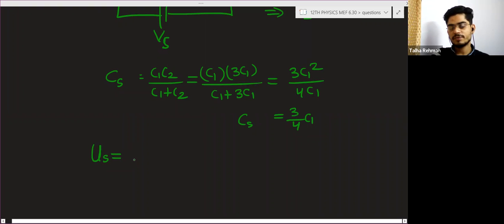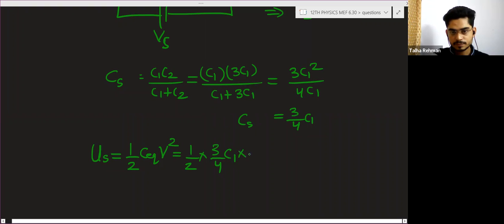What is the formula of energy? Half C equivalent into V square. This is half, C equivalent is 3 divided by 4 into C1, and V square is Vs square. So we have energy in series as half into 3 by 4 C1 into Vs square.